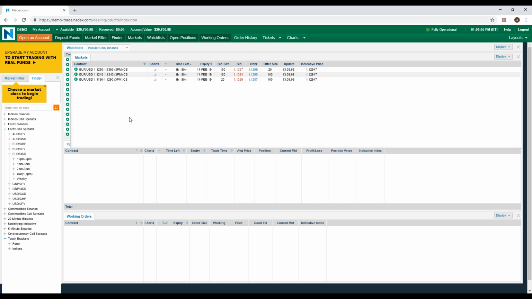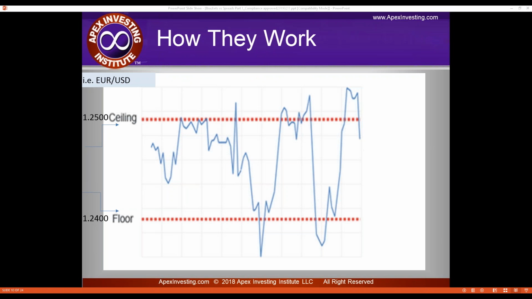So for this particular expiration right here, there are 3 different spreads available. Okay, so floor and ceiling, top and bottom. Just so you can visually see what that would look like, let's say this had a floor of 2400 and a ceiling of 2500.